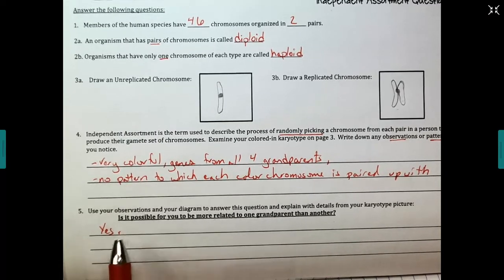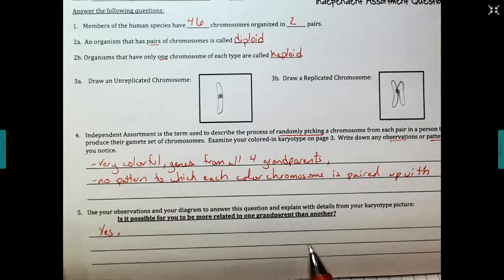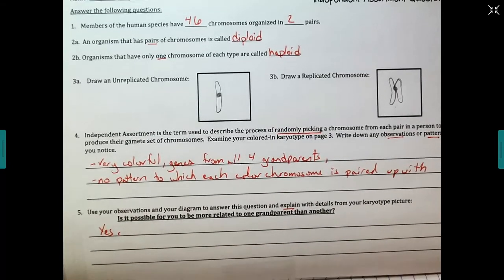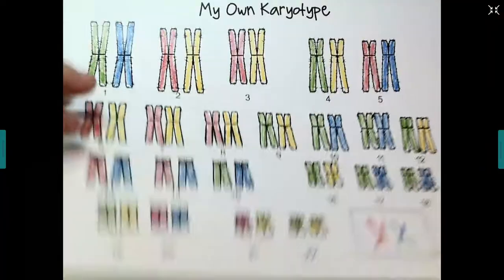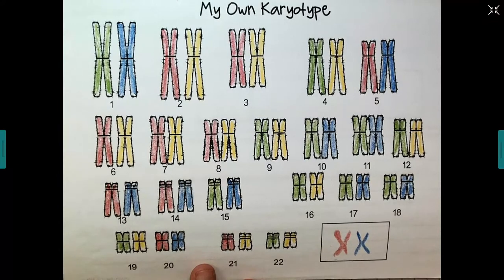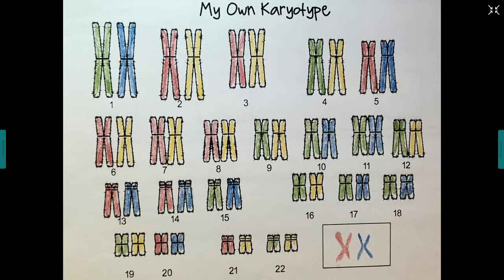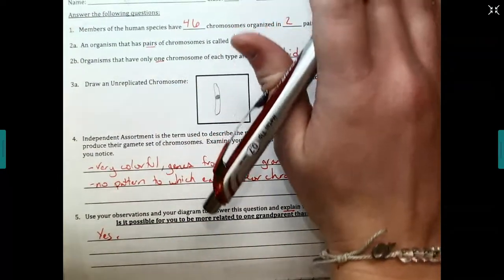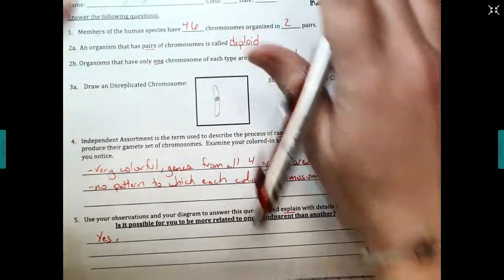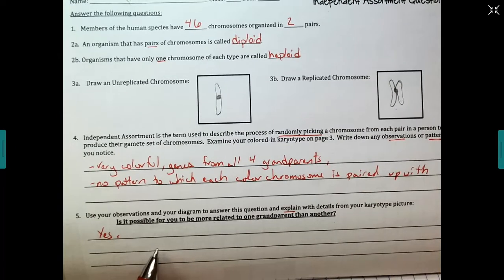So for your answer, we need to make sure we are explaining. So go through, take a look at your karyotype, and tell me which grandparent you are more related to. And then in your own words, use that coin analogy to explain how you are more related to one grandparent than the other.